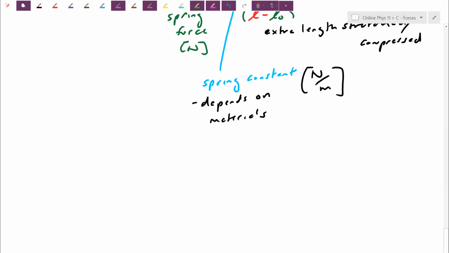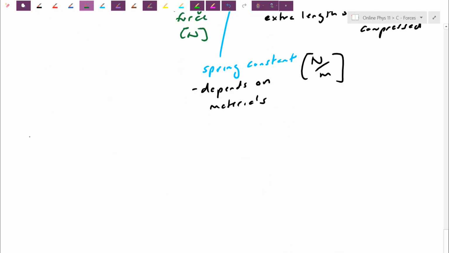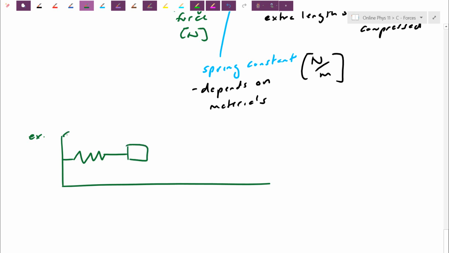So let's try a quick question here. Let's imagine I have a slinky. It's hooked on to the side here. At first, this is my slinky. My slinky is currently 5 centimeters long. We have a 10 kilogram object and we're currently at rest, so everything is cancelled out. We'll ignore gravity for the time being.